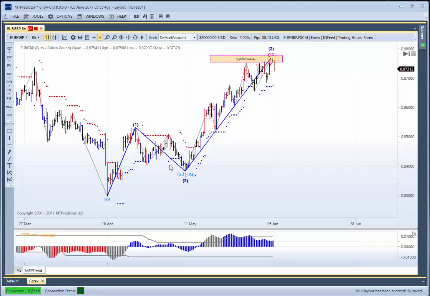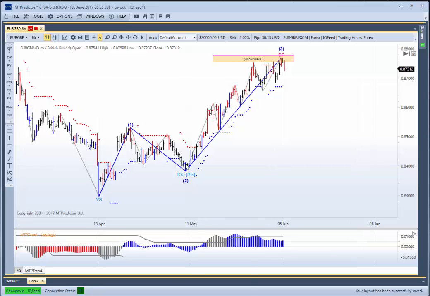That initial correction should subdivide into an ABC. So if I right mouse click, do Elliott wave intermediate, there's your ABC correction in your wave 2. That's what we're looking for in the Holy Grail trade setup.